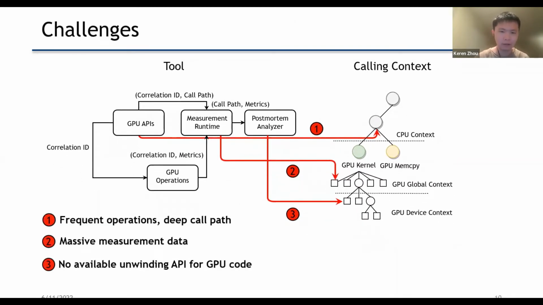Like I just mentioned, we have encountered many challenges in building our tool. First, to unwind the call path, many sophisticated GPU accelerated applications could have very frequent GPU operations and deep call paths, which cause high overhead to our tool and runtime. Besides, applications with a large number of GPU operations often incur massive measurement data, which in another way also incurs high overhead to our tool. Besides, on the GPU side, we found that there's no vendor-provided API for us to unwind the call path on the GPU. Therefore, we have to derive our own method to get the GPU device context. In the next sections, I'm going to provide solutions for each challenge.